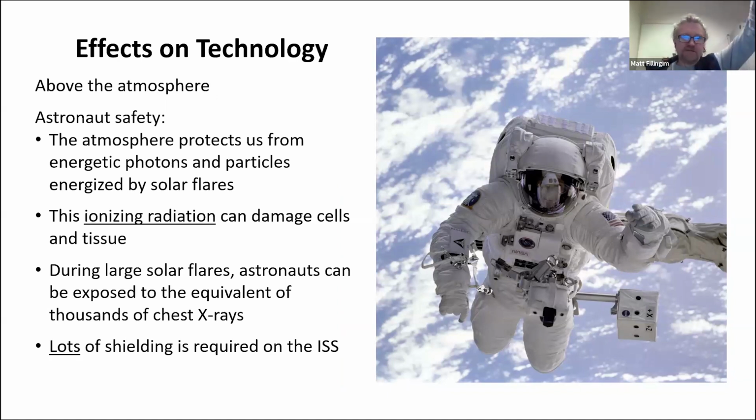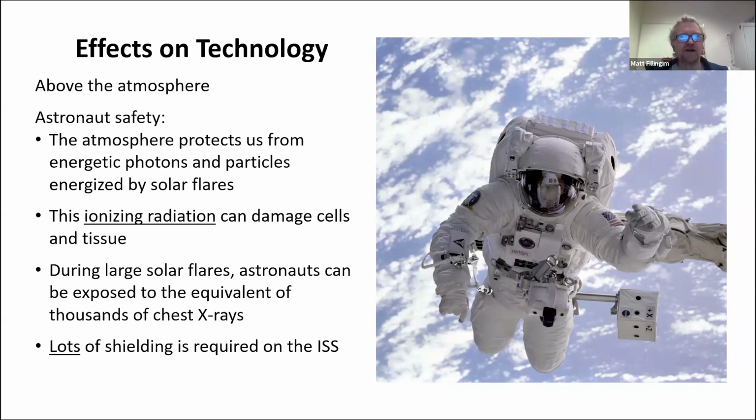So the first is astronaut safety. Astronauts are above the atmosphere on the space station and whatnot, and so they're not protected by the atmosphere. The atmosphere actually protects us on the surface from a lot of the energetic photons, that's the ultraviolet and X-rays that come from solar flares, and the energetic particles, that's the ionized gas that gets accelerated toward the Earth in the coronal mass ejections. The atmosphere absorbs a lot of that way up high, so it doesn't reach the surface. But if you're above the atmosphere, you don't have that protective layer.